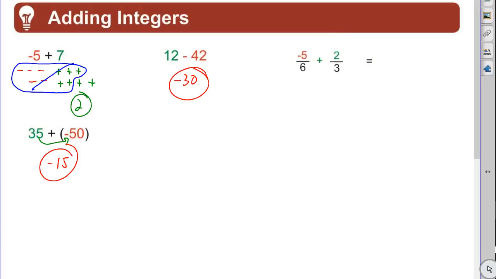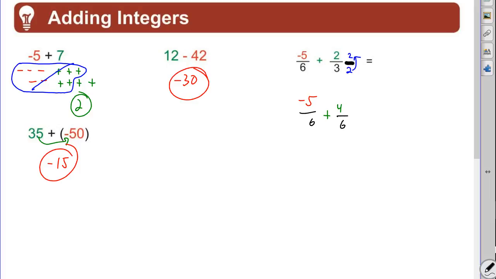Okay, let's apply that to a fraction. All right, first off, we need a common denominator, right? So I need a 6 on the bottom here. Let me get my blue. And so I'm going to multiply it by 2 on the bottom. Whatever I do to the bottom, I do the same thing to the top. So what do I have now? Negative 5/6 plus 4/6, right? And now I'm ready to add the numerators.